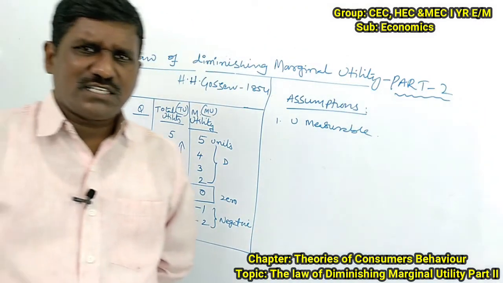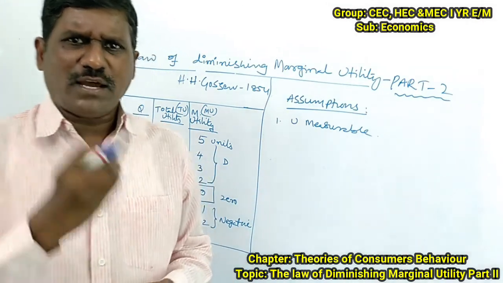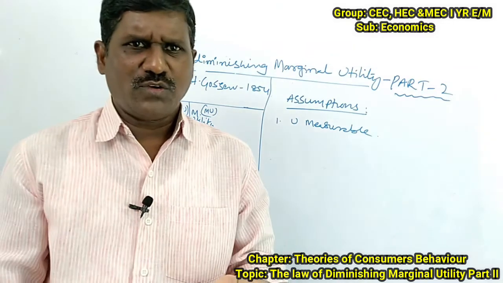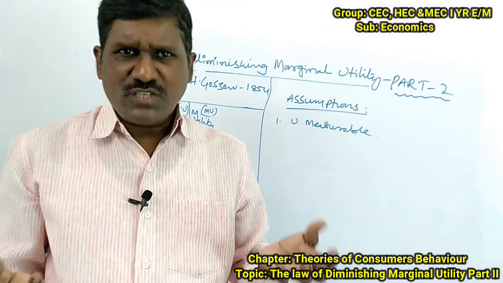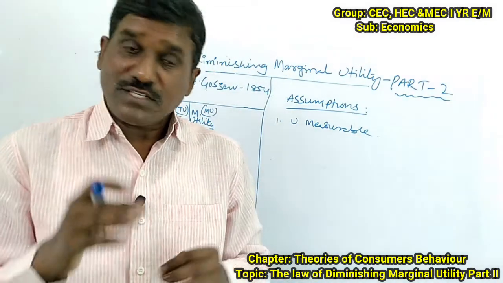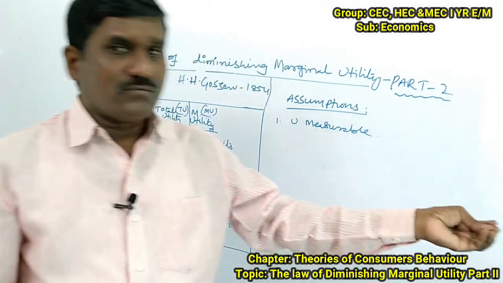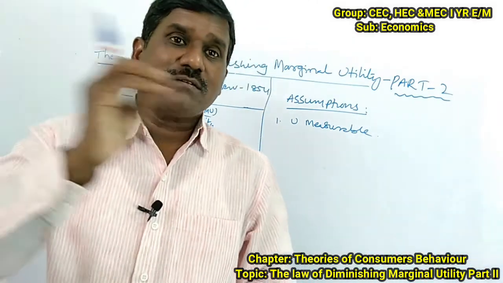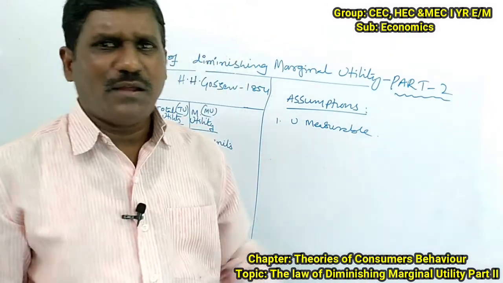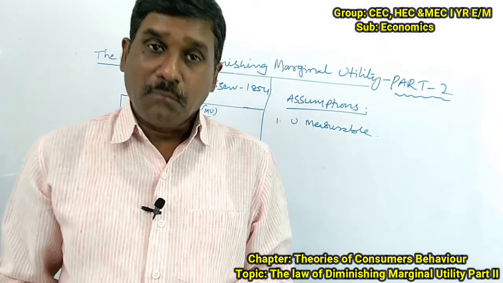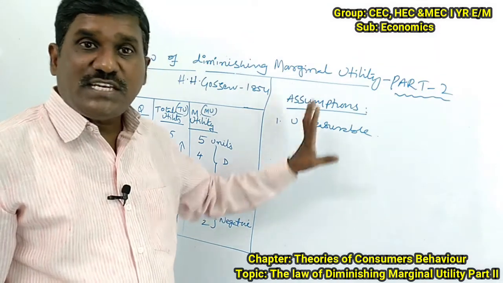How, sir? How can we measure the satisfaction? No one can measure. Why? Because it is a psychological fact. When you take a banana, can you say how much satisfaction you get after taking the banana? No. Can you say after taking the tea how much satisfaction you derive? No. When you go to the cinema, can you say after the cinema how much satisfaction you derived? No. No one can measure. But according to Alfred Marshall, let us assume utility can be measurable.